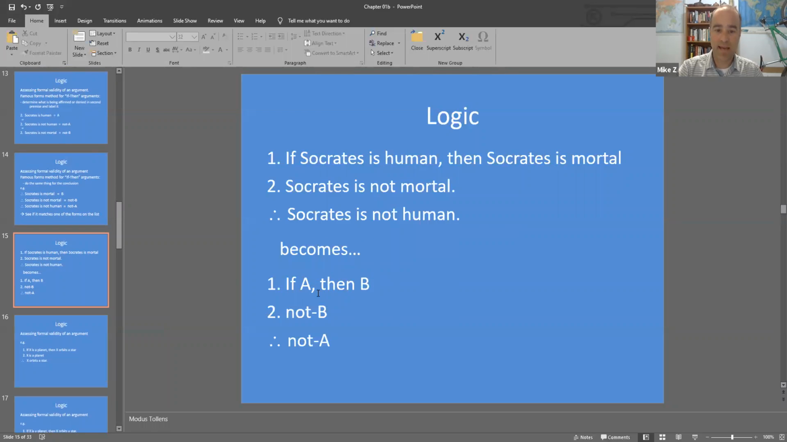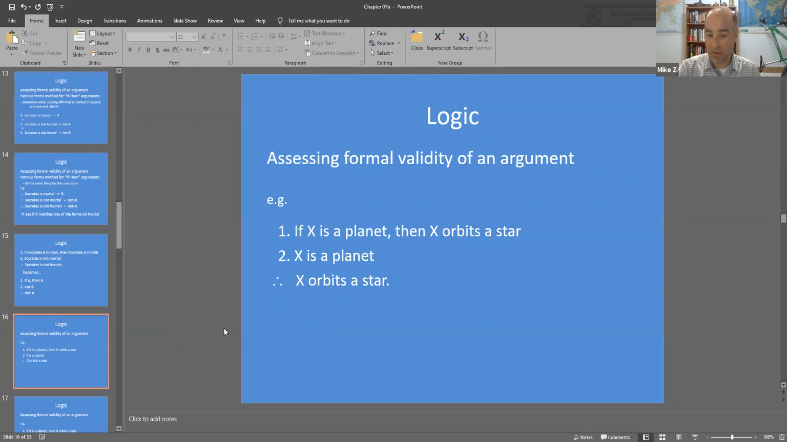By the way, that is the modus tollens argument form, so that would be deductively valid. Let's look at some other examples real quick here. So here's one you might be given. If there's some astronomical object, we'll just call it X, and if X is a planet, then X orbits a star. X is a planet, so therefore X orbits a star. Okay, is that deductively valid?